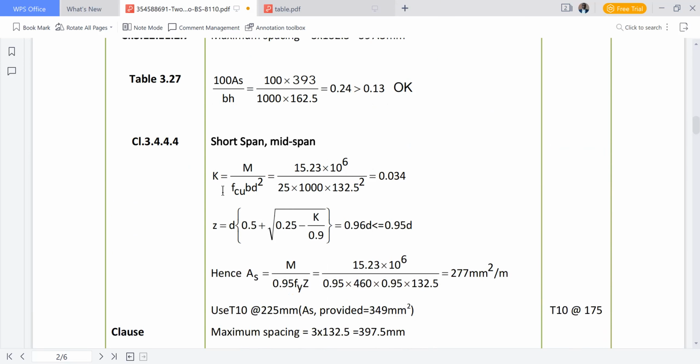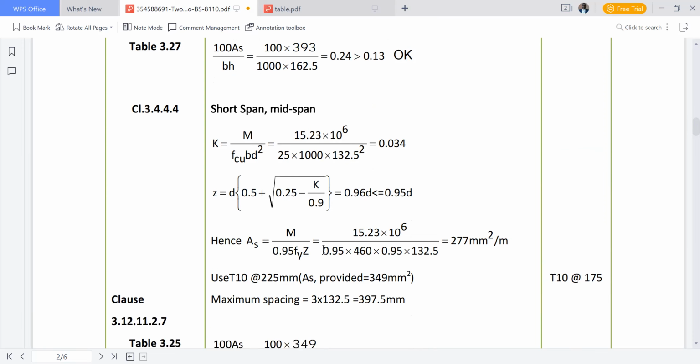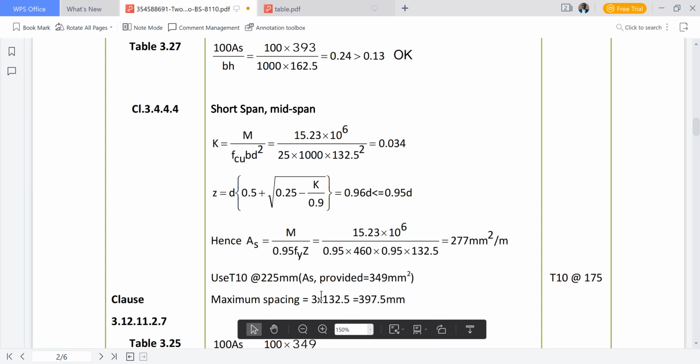We calculate the value of K by taking the moment at the short span, mid span. We divide by FCU, concrete strength, times BD squared. You find the value of K. We substitute to compute for the value of Z. The steel area we get now is 277. So if it is 277, now we'll go to the table, look for an area equivalent to or slightly more than 277, but where the spacing of bar should not be more than 3 times the effective depth, 397.5.